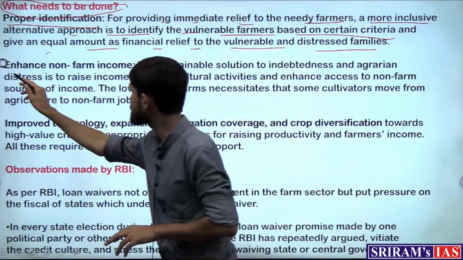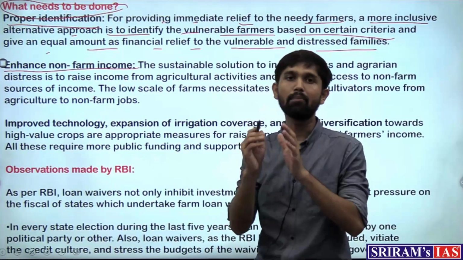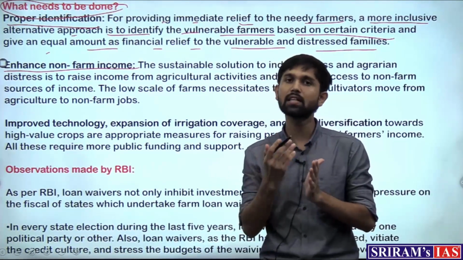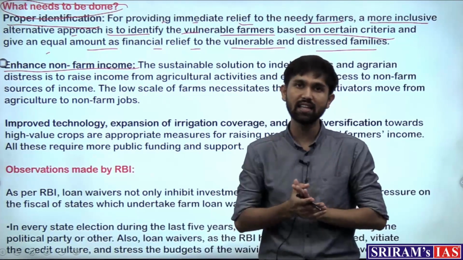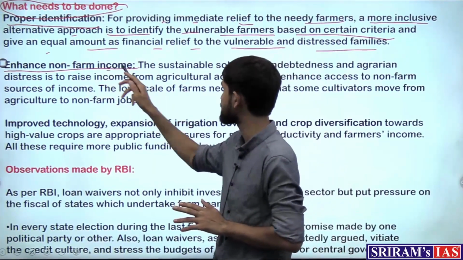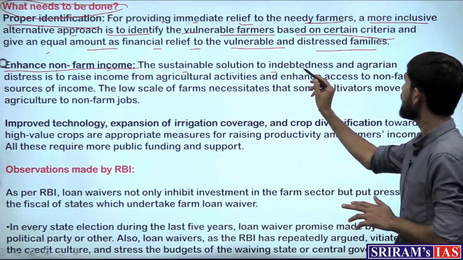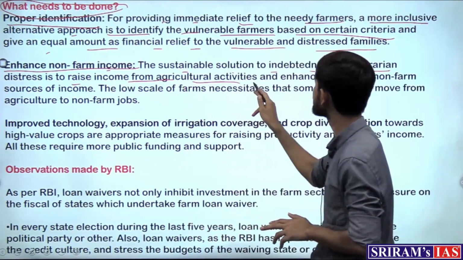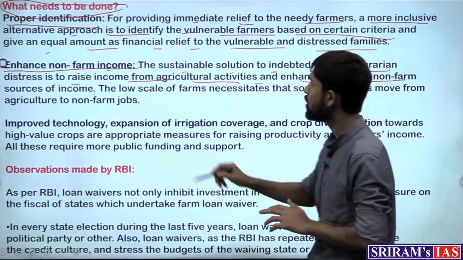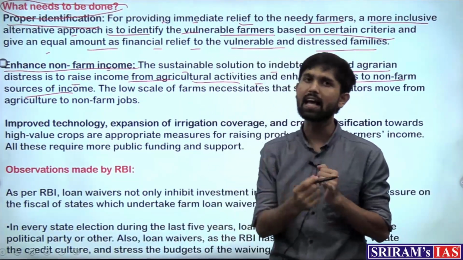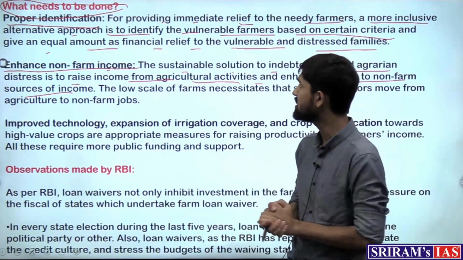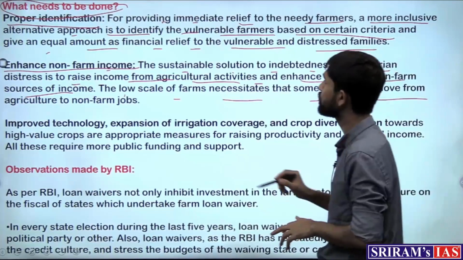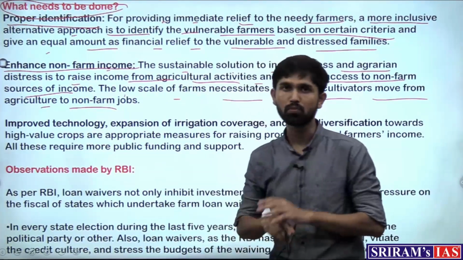Then enhance the non-farm income. Apart from waiving loans, certain positive steps should also be taken to increase the income of the farmers, and non-farm income especially. So the sustainable solution to indebtedness and agrarian distress is to raise income from agricultural activities and enhance access to non-farm sources of income such as dairy farming, poultry or horticulture. With the low scale of farms, it is necessary that some cultivators move from agriculture to non-farm jobs. So this is also important.